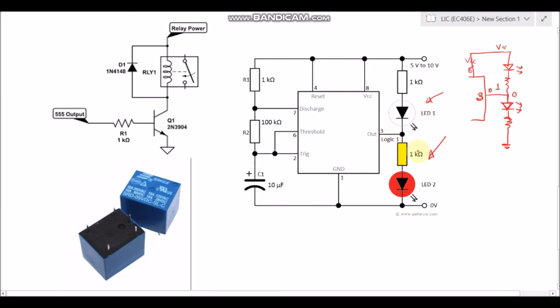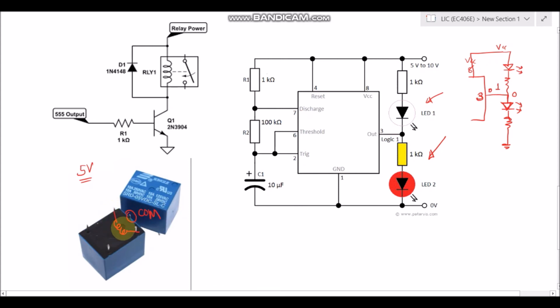The output of this can be used to turn on some AC supply load by means of a relay. As shown here, this electromagnetic relay comes in a cubical shape and in different ratings. We are using a 5-volt relay. Here you will observe there are 5 pins on the relay. Of the 3 pins, this center pin is the common terminal, and in between there is a coil.